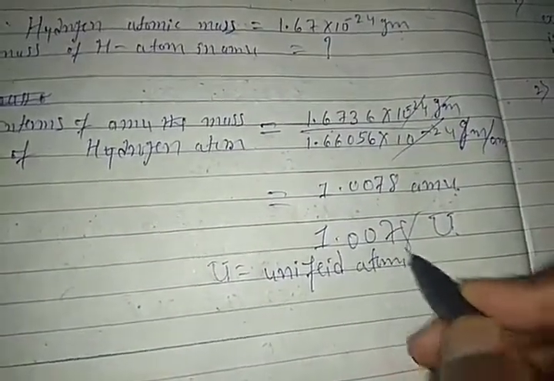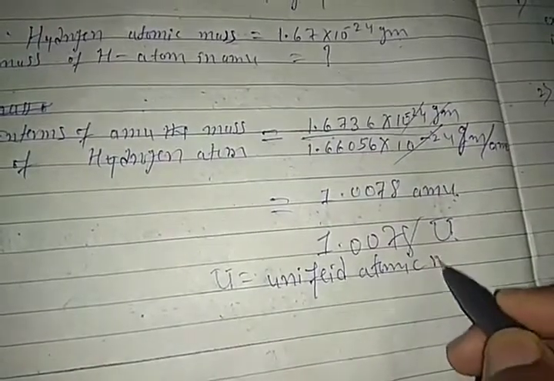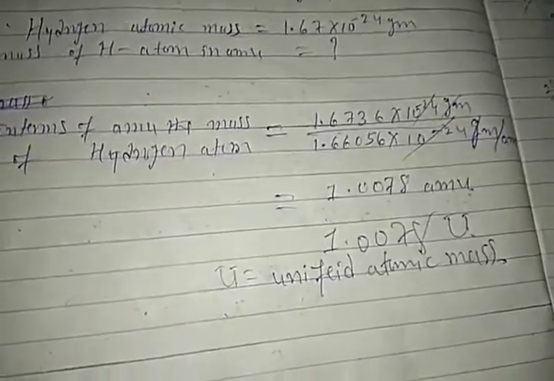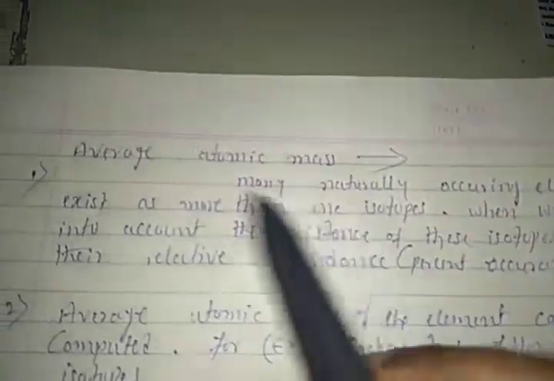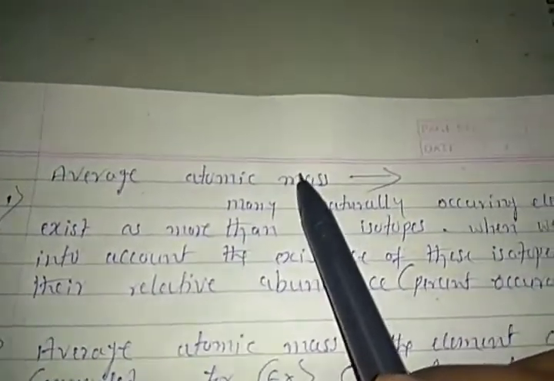Unified atomic mass. Unified mass or unified atomic mass, right, students? Average atomic mass. So some elements have isotopes, students.